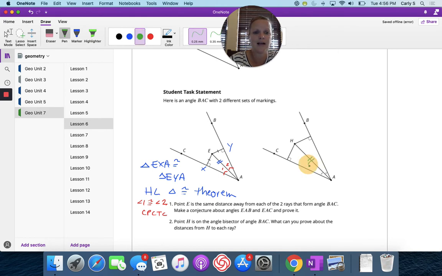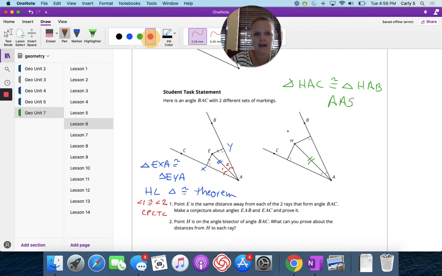I also know that side is congruent to itself. So HA is congruent to HA because they're reflexive. They're the same. So now I can say that triangle HAC is congruent to triangle HAB because of the angle, side, angle triangle congruency theorem.